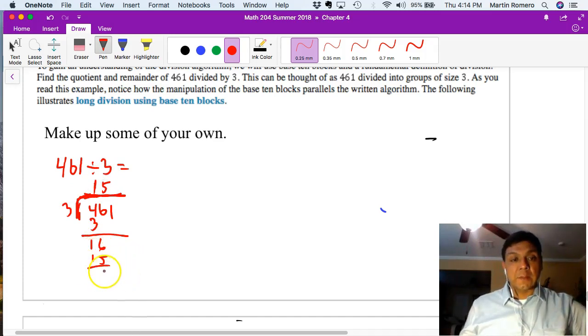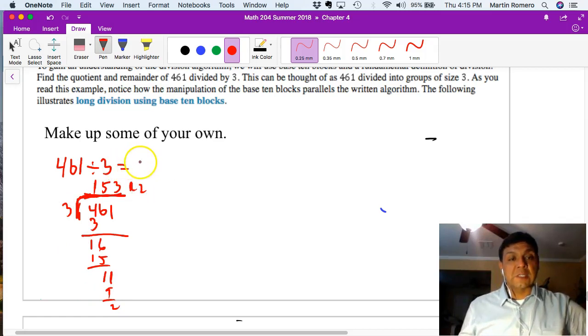And so what you end up with is 1. Bring the 1 down again. Does 3 go into 11? The answer is yes. How many times? 3 times, and 3 times 3 is 9, leaving 2. So your answer is 461 divided by 3 is 153 remainder 2.